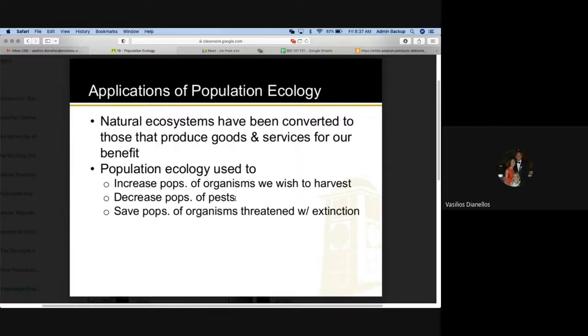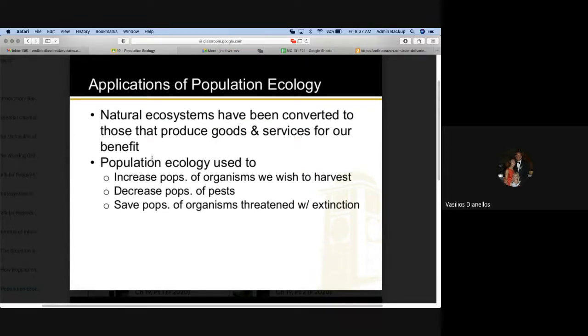Obviously, if you're growing corn, you don't want things eating it, whether it be insects or birds. And finally, population ecology is used to save populations of organisms threatened with extinction. So these first bullet points make sense with the example I'm giving, right? If I'm talking about growing corn, that would be these first two bullet points. This third one's kind of on its own. Save populations of organisms that are threatened with extinction.